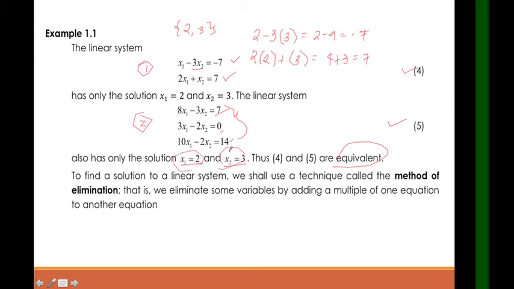To find a solution to a linear system, if wala yung mga solution set na yan and we want to find them so that we can satisfy the given equation, we shall use the technique called the method of elimination. So, ang tawag doon ay method of elimination. That is, we eliminate some variables by adding a multiple of one equation to another equation.